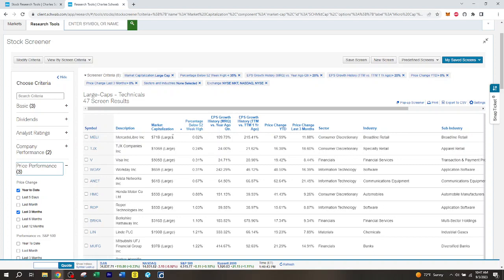So that's why I like to keep the percentage below the 52-week high to about 35%. I think that's a safe number to use. And again, it allows for some room for these higher beta stocks to really pull back and still have a consolidation that meets the technical criteria that I'm looking for. And that's it. It's a pretty bare bones screen.